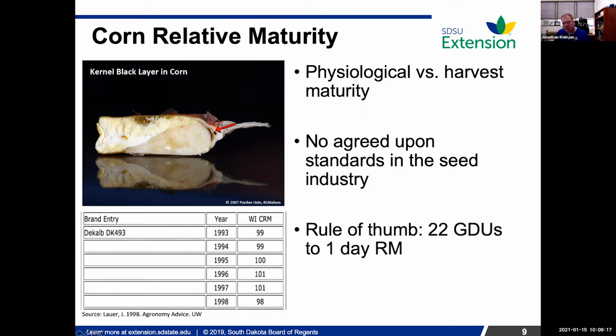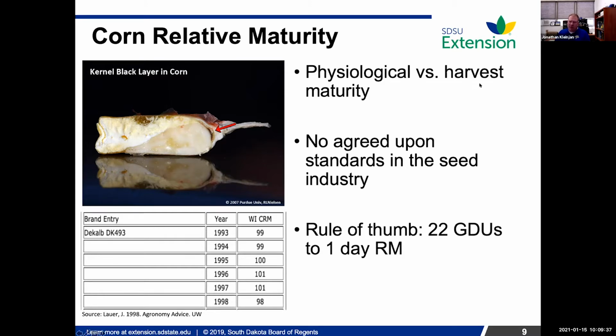So, a picture from Bob Nielsen here at Purdue. We call that black layer in corn, basically when the growth of the corn kernel stops. That's physiological maturity. Often that is around 33% moisture. I think that's kind of the standard, but anywhere from 25 to 40% moisture can occur based on the hybrid.